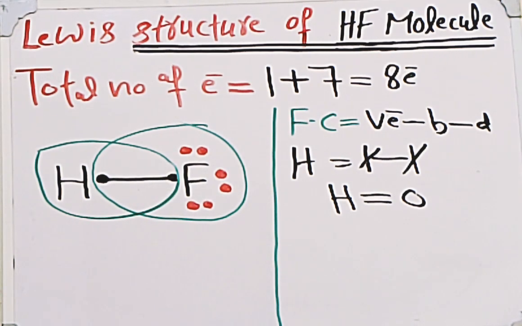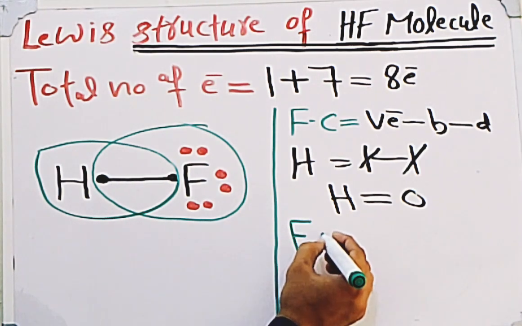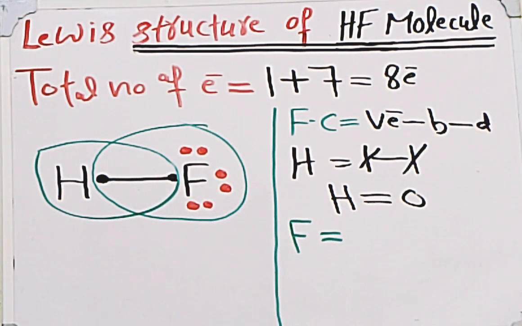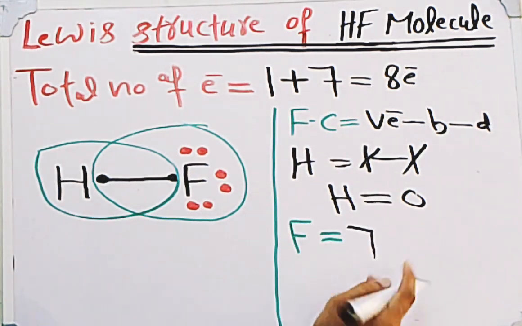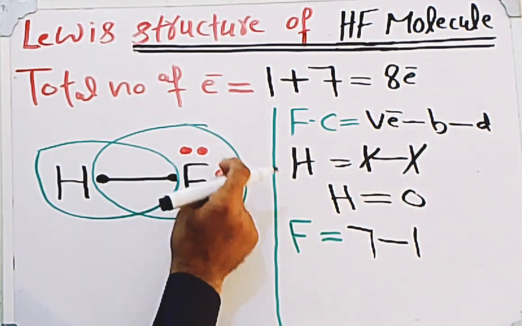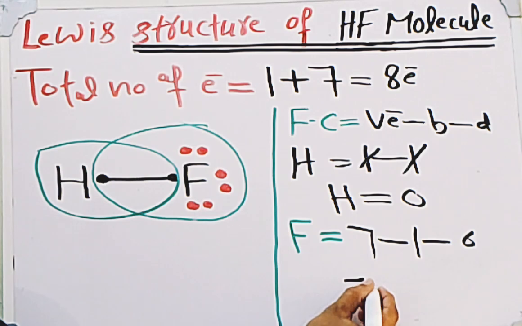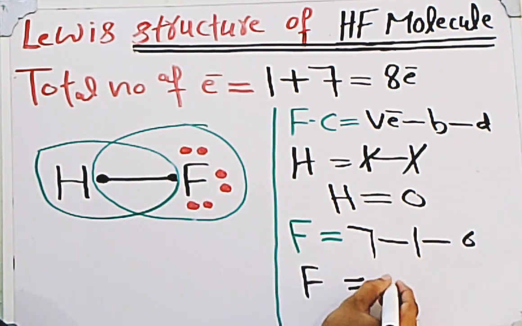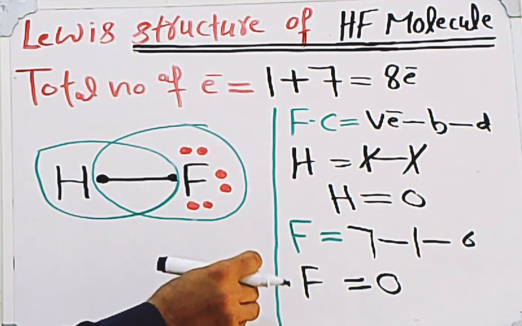Now we have to calculate formal charge on fluorine. Students, we know that fluorine provide 7 valence electron. 7 minus bond, it make 1 covalent bond, minus 6 dots, 2, 4, 6. So students, formal charge on fluorine also is equal to 0. That's why HF molecule is a neutral molecule. And this is the best Lewis structure for HF molecule.